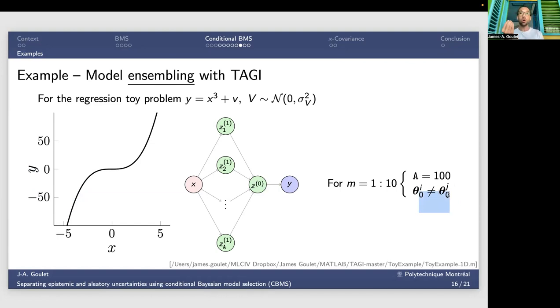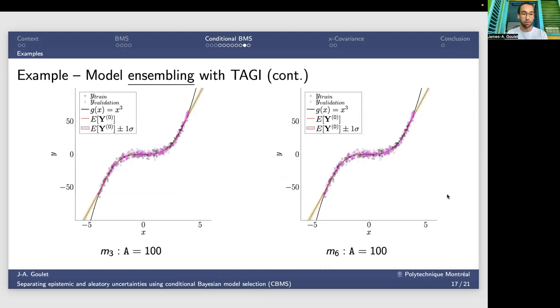Okay, we want to know which one of these initial seeds is going to be better, and we want to assign a probability to each of these different initial seeds. So again, we'll see. Okay, so model 3, model 6. Both have 100 hidden units because the 10 models now have 100 hidden units. What differentiates them is the different initial seeds. So what's the probability for the model on the left and right?